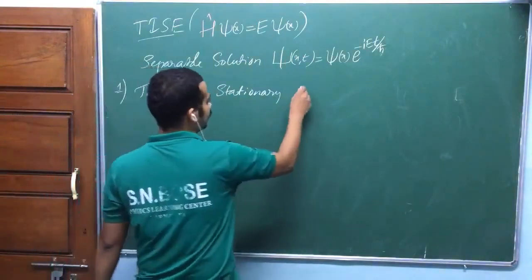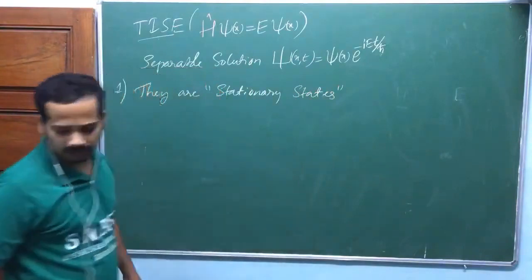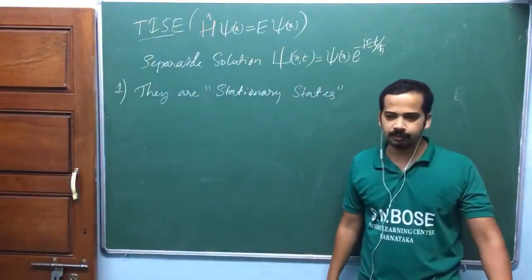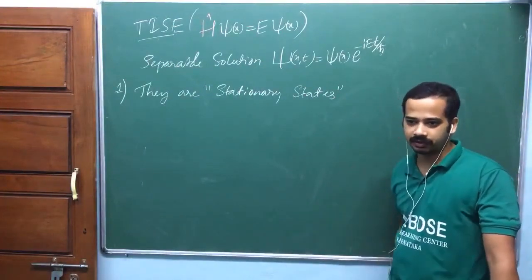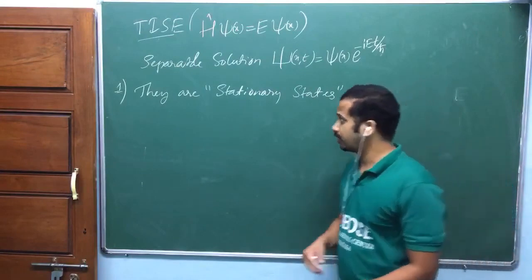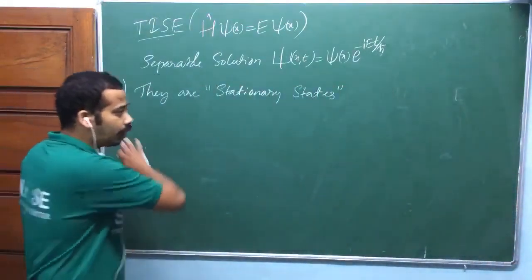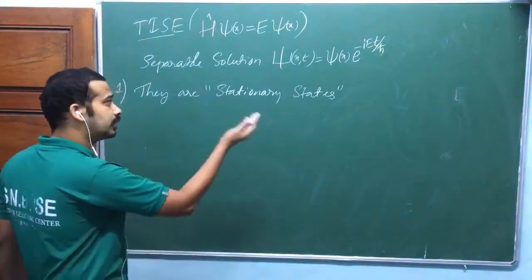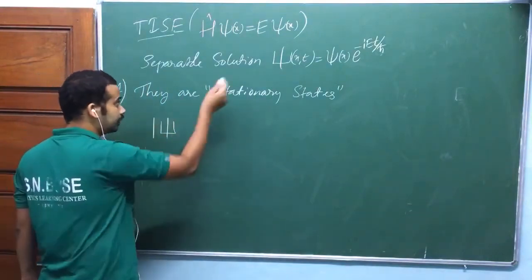They are stationary states. What do you mean by stationary states? Why did the word stationary come here? Stationary is for a static particle. But a particle cannot be at rest in quantum mechanics. Uncertainty would be violated. Stationary doesn't mean the particle is at rest. Stationary means, look here, whatever you do, expectation value, probability, psi star into psi. What is mod psi of x comma t whole square in this case?